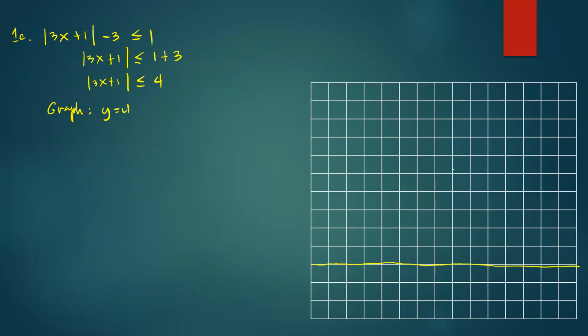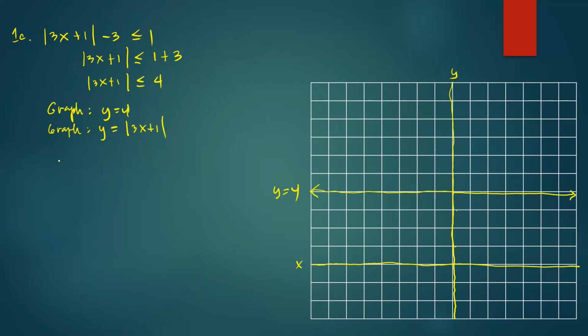Okay, and this is our y-axis. So this is y, this is x. So y is equal to 4 is going to be 1, 2, 3, 4. It's going to be here. Okay. So this is y is equal to 4. Then after that, we will graph the modulus of 3x plus 1.